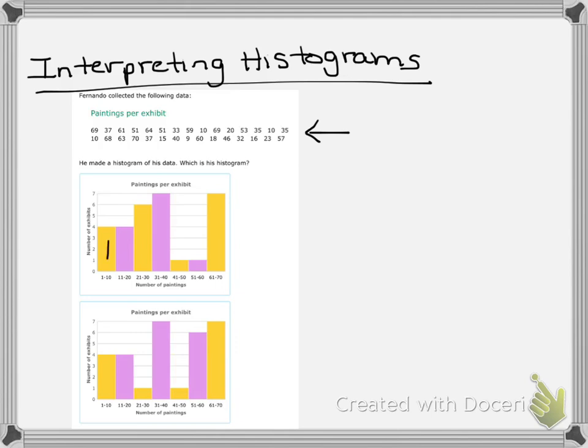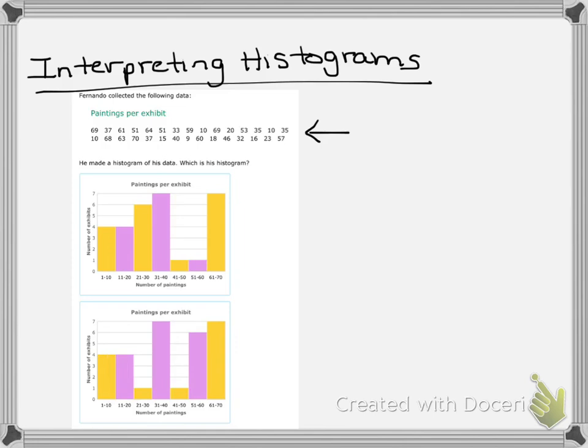I notice the first two bars are exactly the same. The third one is not. The third yellow one is not. The pink one is the same. The yellow one is the same. The last pink one is not the same, but these yellows are the same. So we want to focus on the ones that are different and then look at the data.